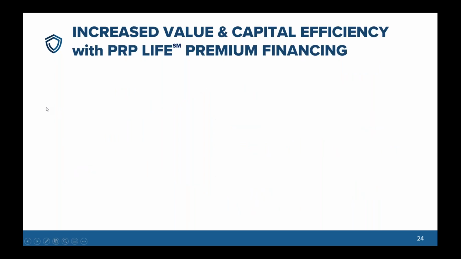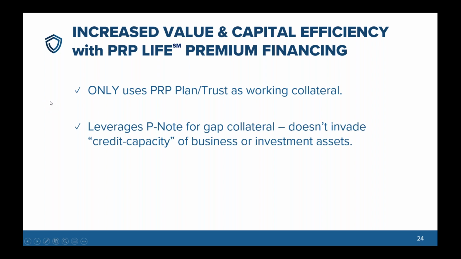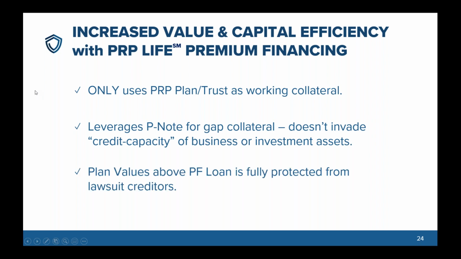Okay, so in recap of the premium financing, what we're trying to do is enhance the capital efficiency and only use the PRP plan trust as the working capital to solve the problem. Leverage the P note for gap collateral, so we're not invading the credit capacity of the business or investment assets. And then using the plan, values above the premium financing loan are fully protected from loss to creditors. Let's go back to the creditor exemption.